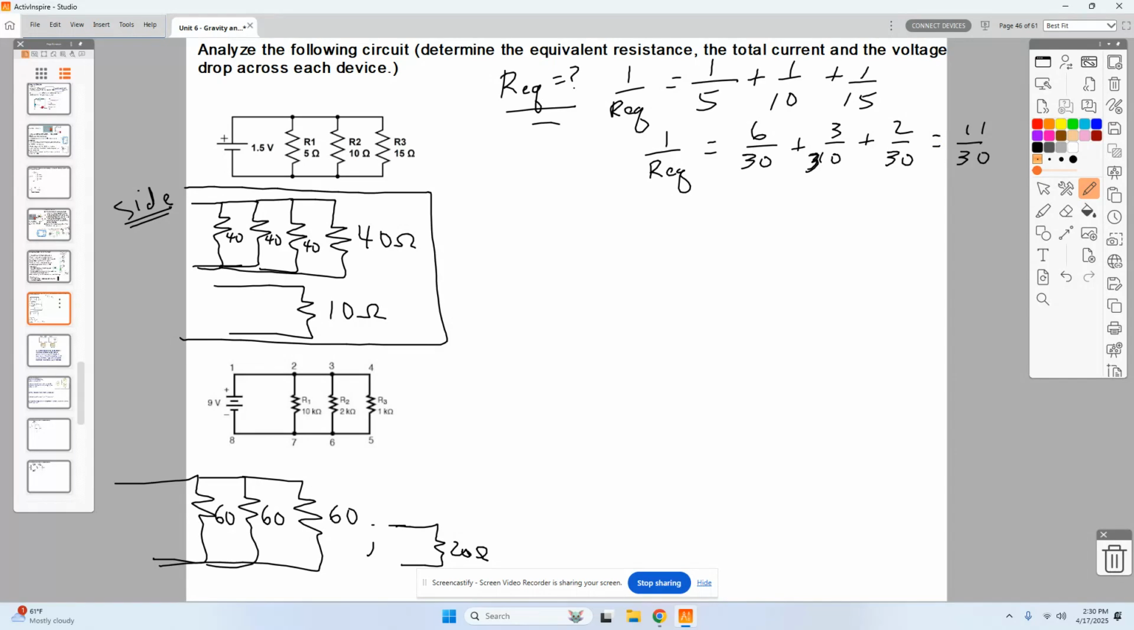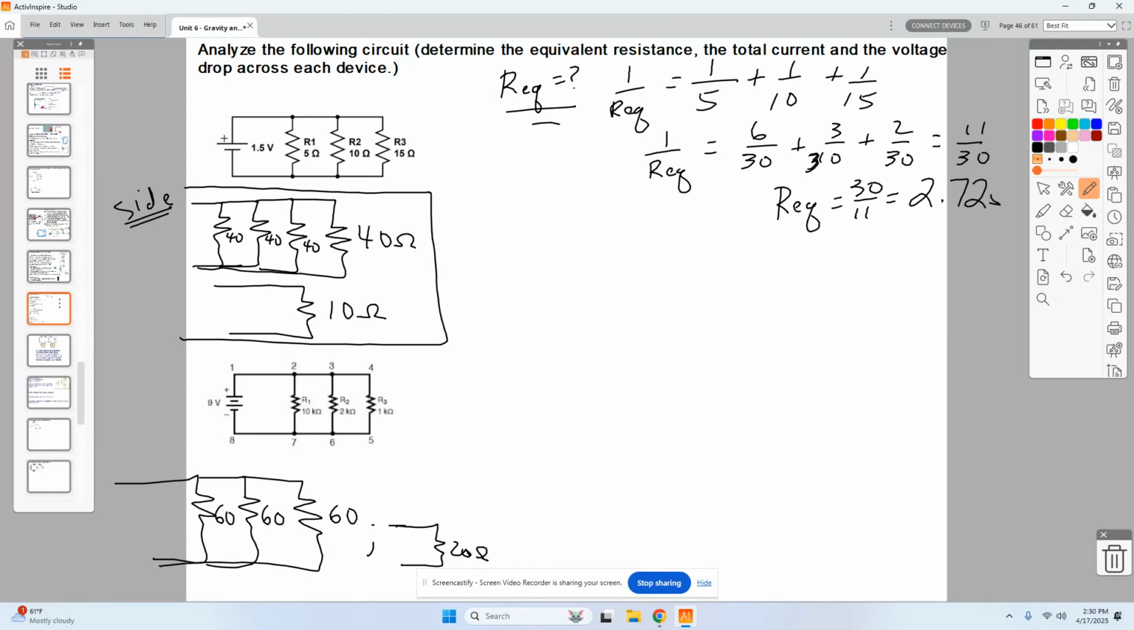So if 1 over the equivalent resistance is 11 over 30, Req would be the reciprocal of that. A calculator would be handy here, because I can't do 30 divided by 11 in my head. It's 2 point something. Is it like 2.72 repeating or something?